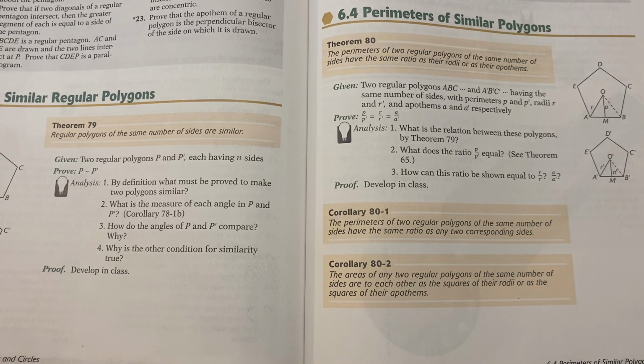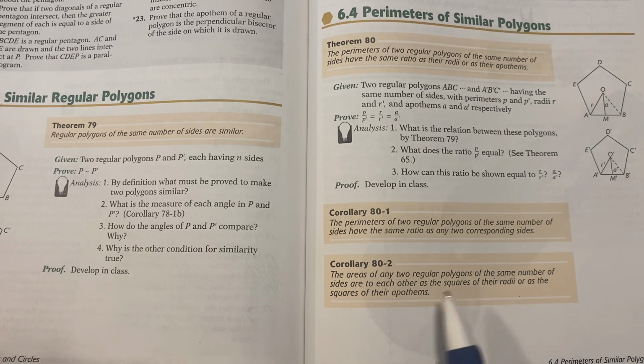Now any 2 regular polygons with the same number of sides are similar, right? Their perimeters are just going to correspond, but their areas are going to be squares. So you're going to put a square on the area. Whenever you have the word area, we're going to be talking about squares and square roots, right?